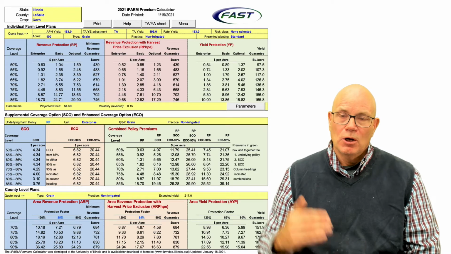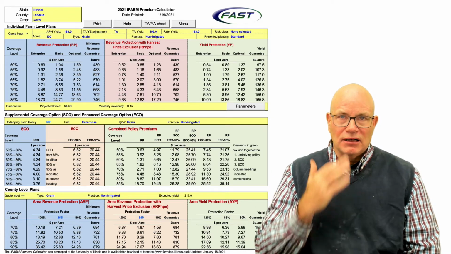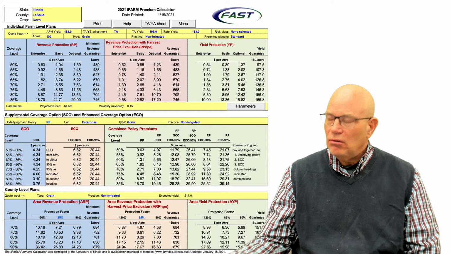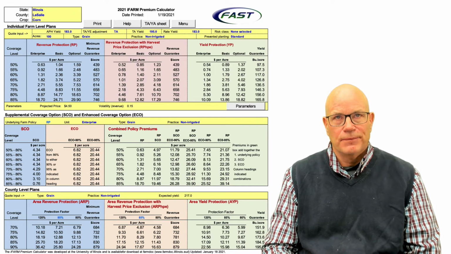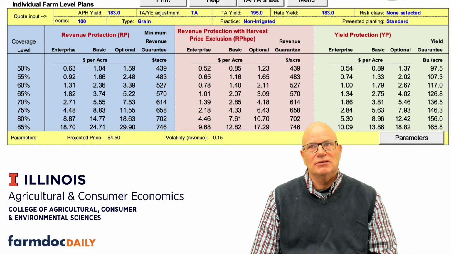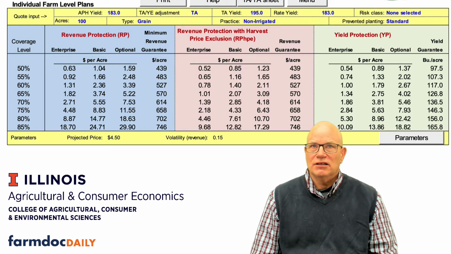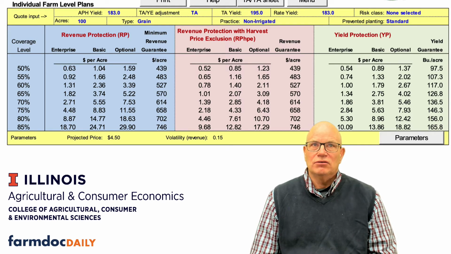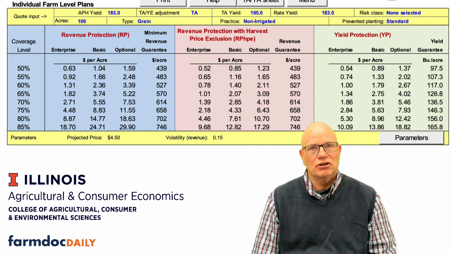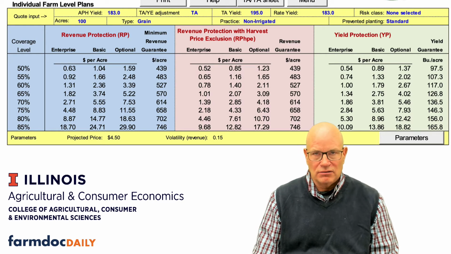as well. What is new this year is our screens that deal with the supplemental coverage option and ECO. Those two products are new this year. Again, users can look at RP with HPE, and YP. They can change their information relative to yields, but if you use our tool and you just want to see example rates, come on in and you make a state county choice, and we will bring in parameters that are fairly representative for the county.